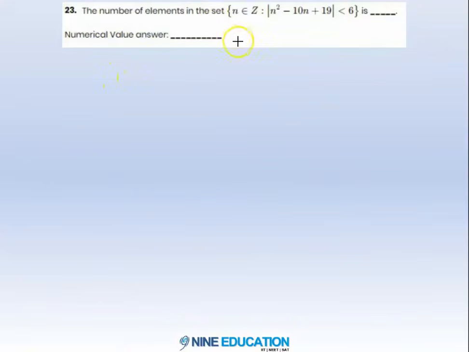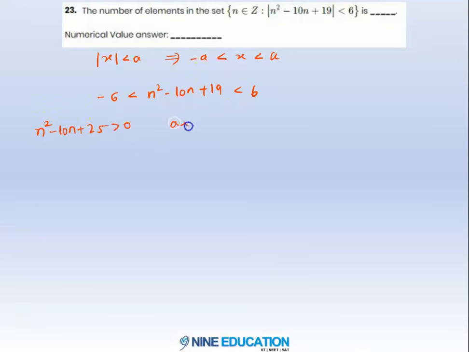Question number 23: the number of elements in the set where n belongs to integers and modulus of n square minus 10n plus 19 is less than 6. As we know, mod of x less than a implies x values will be from minus a to a. So using that rule, I can say this is minus 6 less than n square minus 10n plus 19, which is less than 6. So I have to solve basically two parts. First one is n square minus 10n plus 25 greater than 0, and the second part is n square minus 10n plus 19 minus 6, which is 13, less than 0.